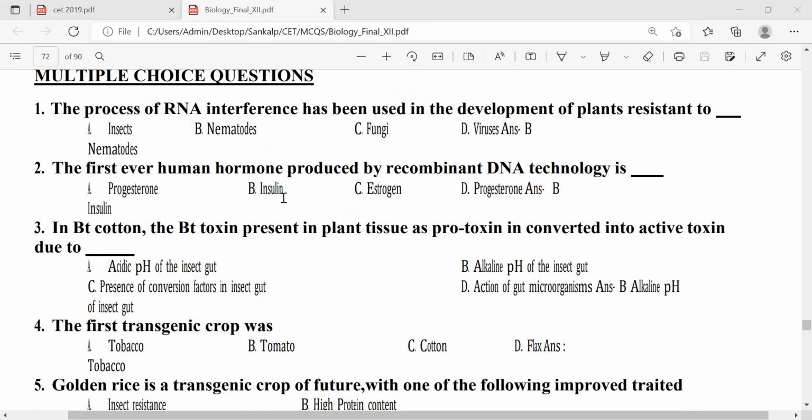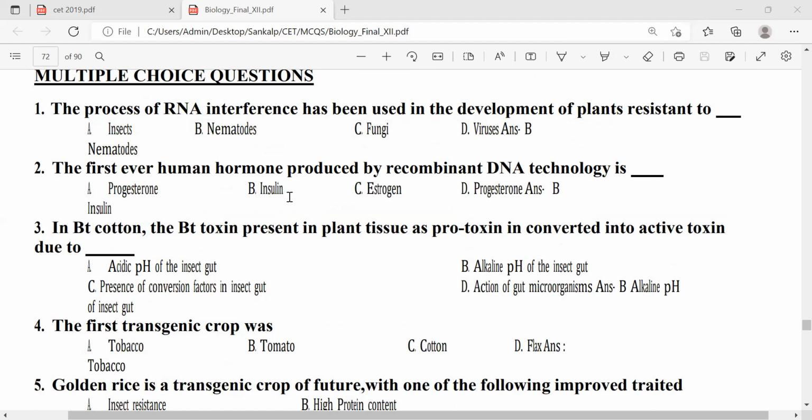So the first ever human hormone produced by recombinant DNA technology is option A, progesterone, option B, insulin, option C, estrogen, option D, progesterone. So what is the answer? A and D are the same. Answer is option B. Okay.